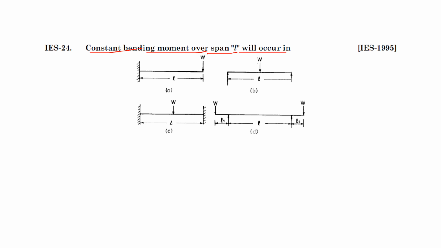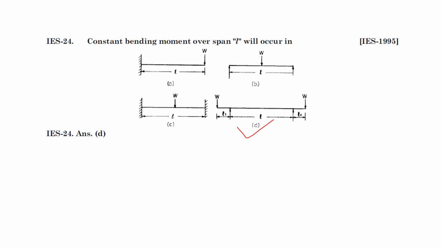Okay, so we'll see the BMD. Where does constant BMD occur out of these four? It is actually this one, D. For this loading condition we'll get constant bending. It is nothing but pure bending they're asking. So the answer is D. It is nothing but the previous question. Go back to the previous questions and you'll find the answer to this question. In one of the questions they have plotted the bending moment for this loading, option D.